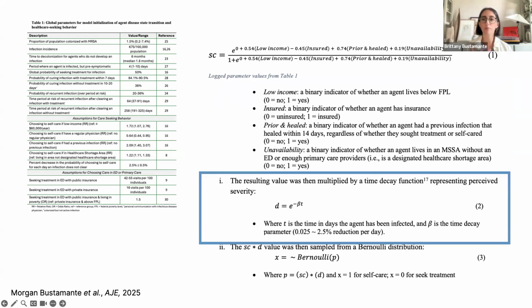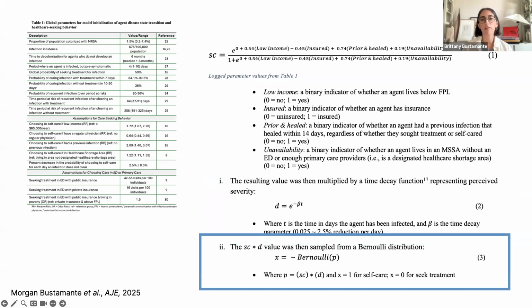So we then multiply the probability of self-care, or SC, by a time decay function, which is meant to represent perceived severity. So the longer an agent has been infected, the more the probability of self-caring at home declines. And then we take the probability of self-caring at home times the time decay function and sample it from a Bernoulli distribution, where x equals 1 for self-caring at home and x equals 0 for seeking treatment. And you just do this over and over and over again.